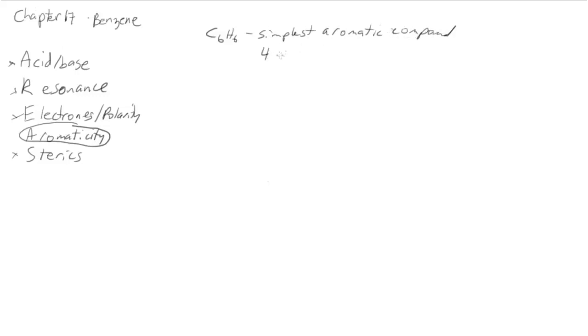It has 4 degrees of unsaturation. Often it's drawn like this. So our 4 degrees of unsaturation are 1 ring and 3 pi bonds. Now what makes benzene interesting?